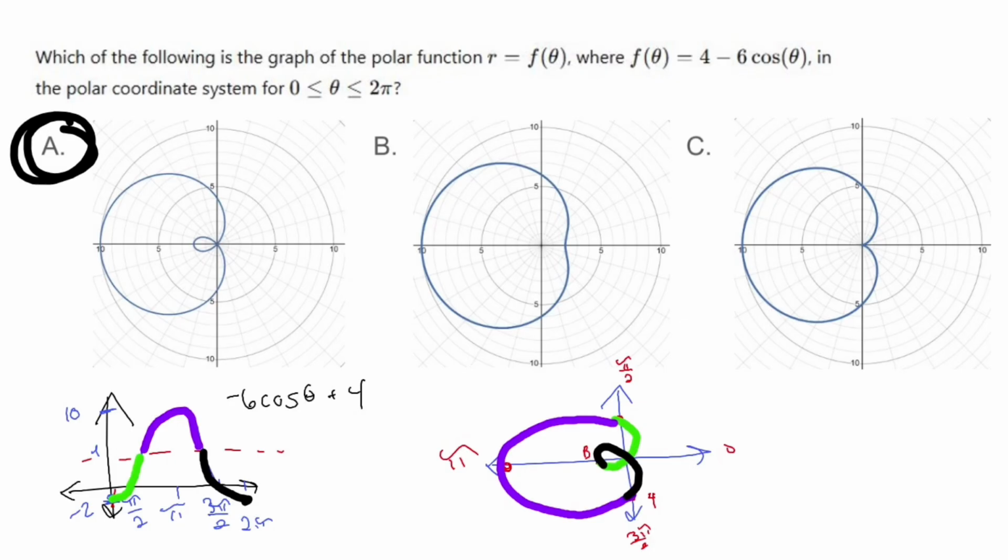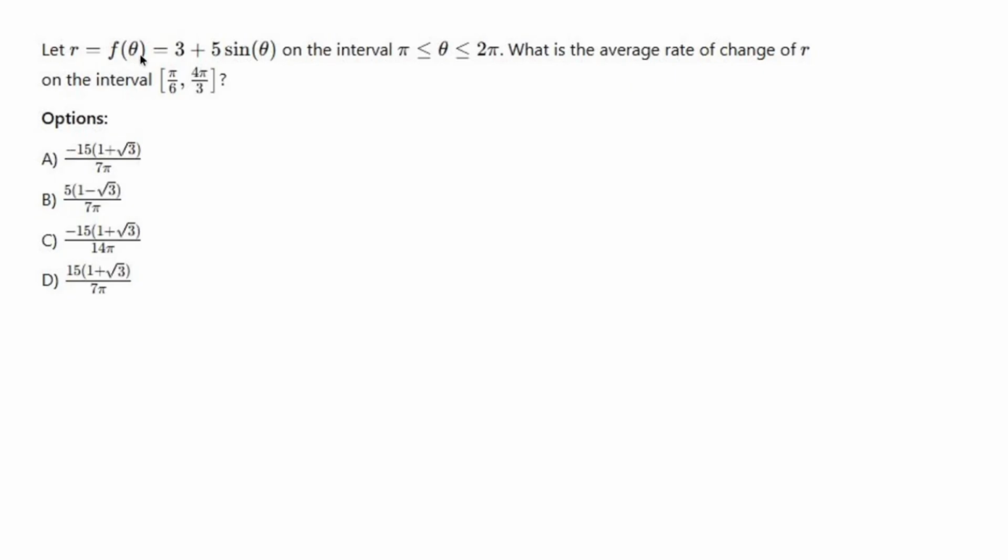I'll stop. Let r equal f of theta equals 3 plus 5 sine theta. This is some type of cardioid type problem. It lives on this interval. What is the average rate of change of r on the interval pi over 6 to 4 pi over 3? All right, so what we have to do is find f of b minus f of a over b minus a. You are my a, you are my b.